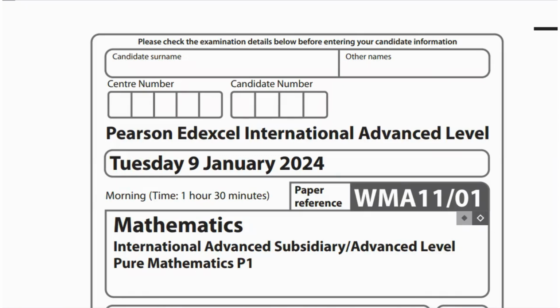Hey guys, so today we're going to start a playlist for Pearson Edexcel International Advanced Level Exam past papers. This is going to be the January 2024 paper 1. In this playlist, you will find all of the past papers for Pearson Edexcel International Advanced Level.